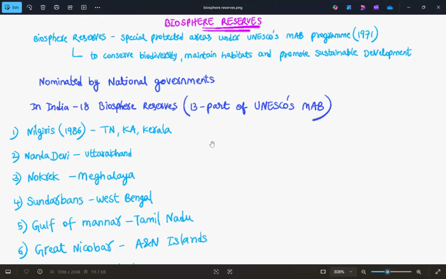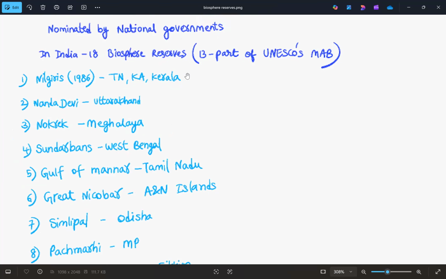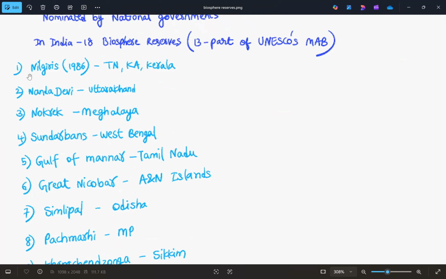Under the global network, the first biosphere reserve is Nilgiris. This is the first biosphere reserve that was nominated by the government in India. So we can say that it is the first biosphere reserve in India, and it is also the first Indian biosphere reserve to be part of the global network. Nilgiris was nominated as a biosphere reserve in 1986. And this range spreads over three states, that is Tamil Nadu, Kerala, and Karnataka.